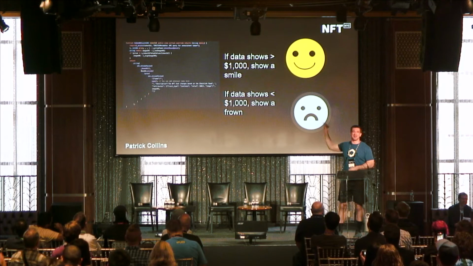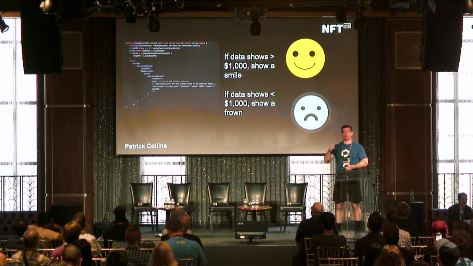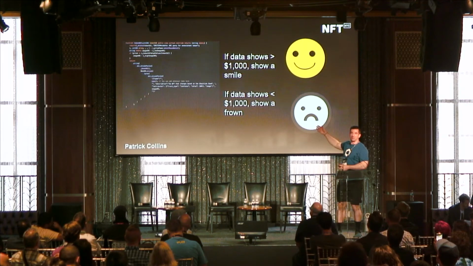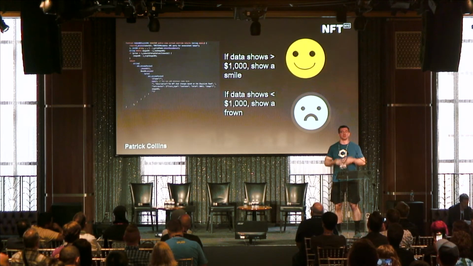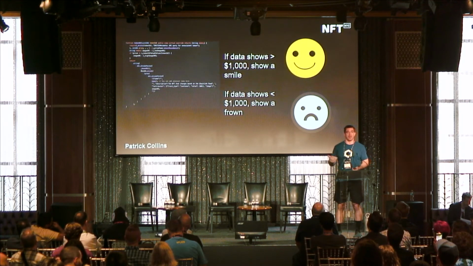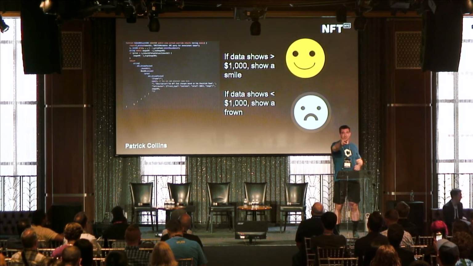So this code in particular, the way that it works is it's a dynamic NFT, and it tracks the price of Ethereum, and if Ethereum's above $2,000, it's a smiley face, and if it's below $2,000, it's a frowny face. So it can change over time in a trustless manner, which is really exciting. And it's probably a frowny face right now, but such is life.